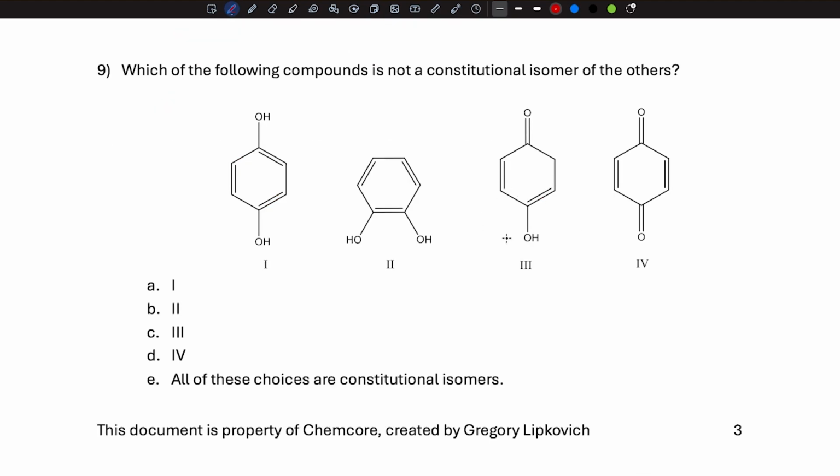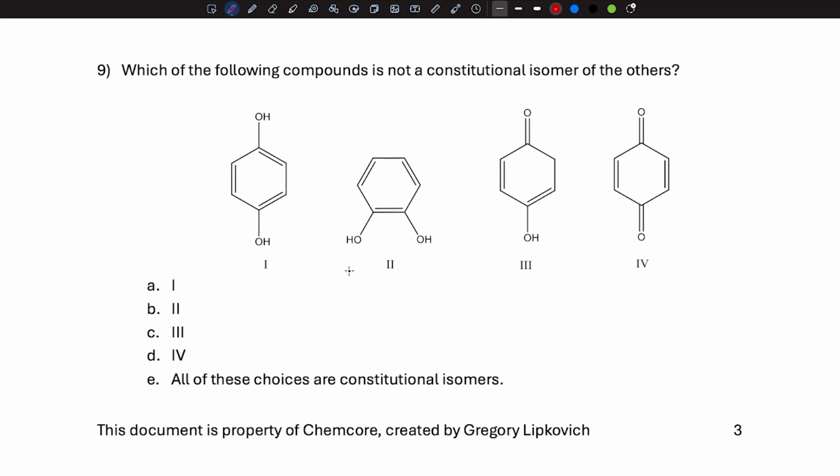In this example, again, we're trying to find out which one of these is not a constitutional isomer of the others. Now, in the past couple examples, we've used the molecular formula, literally calculating one by one to figure out which one is not the same molecular formula. In this one, I kind of want to use a different technique. Let's try to figure this out visually.